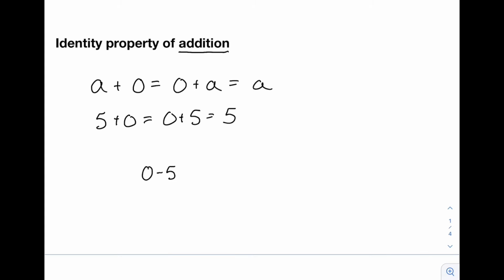0 minus 5 does not equal 5. It's not true for multiplication. 0 times 5 does not equal 5, and it's not true for division. 0 divided by 5 does not equal 5.